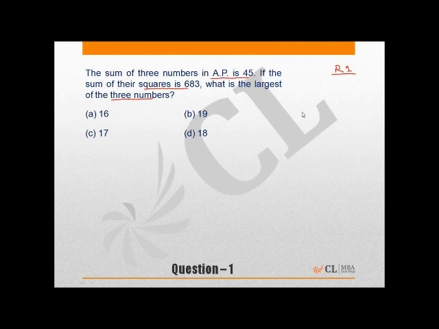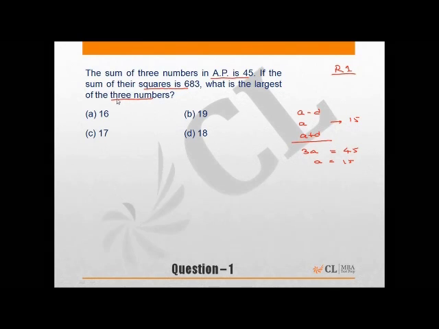These are 3 terms in AP, so we'll take the smallest to be A minus D, the middle term to be A, and the biggest to be A plus D. We do this because when we add the 3 of them, we'll get only 3A. And we have been told that the sum of the 3 terms is 45. That means A is equal to 15. So the middle term has come out to be equal to 15. What is the largest of the 3 numbers?